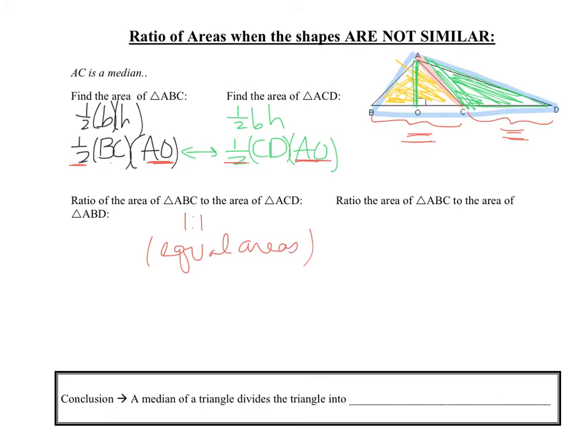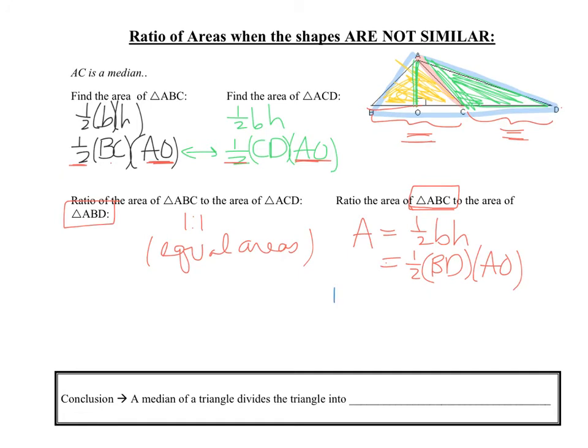All right, now we're going to compare the ratio of triangle ABC to the area of triangle ABD, that bigger triangle, which we haven't even found yet. So let's go ahead and find the area real quick of triangle ABD. So this would be 1/2 base times height. And the base is now from B to D, but the height is still AO. Okay, so we want to write the ratio of ABC, which was that first one. I'm just going to write the area here.